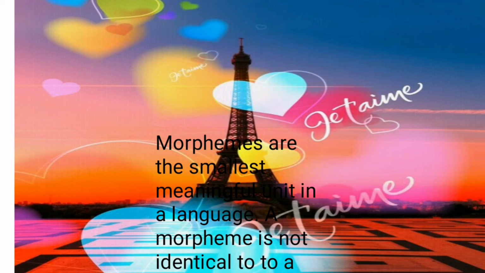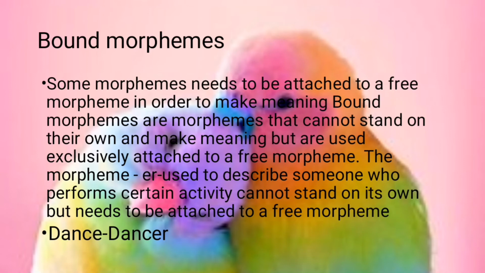So moving on. Another type of morphemes we have is the bound morphemes. Some morphemes need to be attached to a free morpheme, a morpheme that can stand on its own, in order to make meaning. Bound morphemes are morphemes that cannot stand on their own. They are dependent on other words to make meaning.